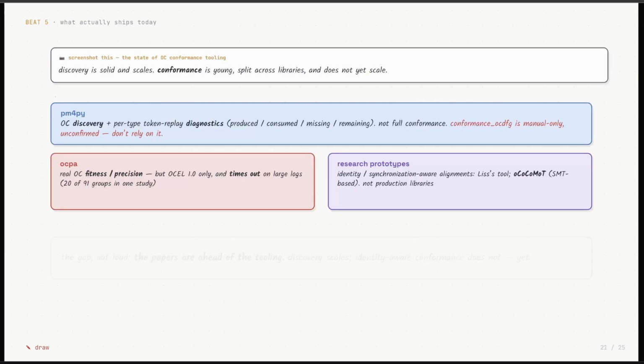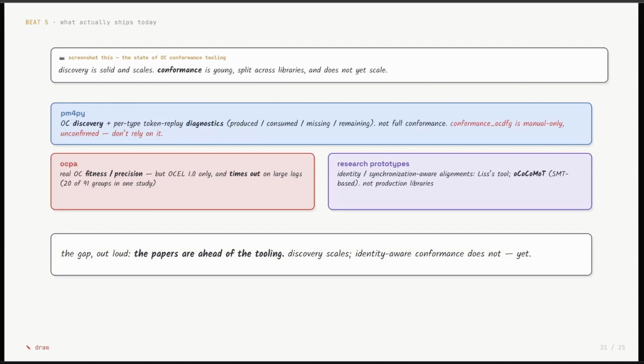So for now, let me get back here. The gap and the issue that we have today is that the papers are ahead of the tooling. So what's happening is that discovery is scaling, identity aware conformance is not. So we need identity aware conformance, and that's the next step that would be interesting to have in production.